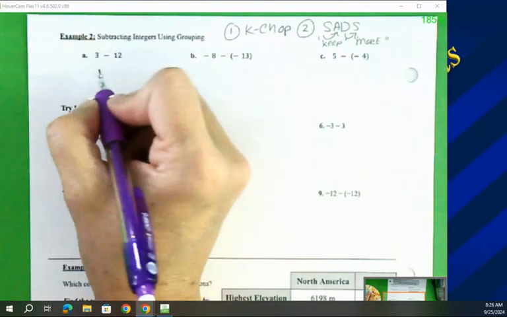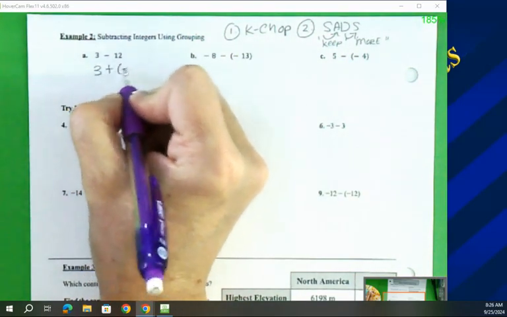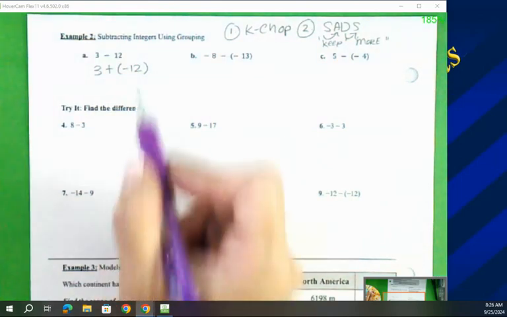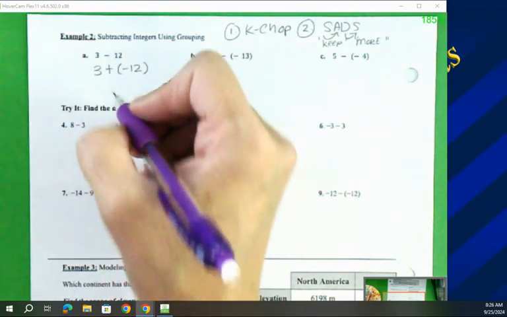All right, 3 minus 12 is 3 plus -12. Different signs subtract. 12 minus 3 is 9.